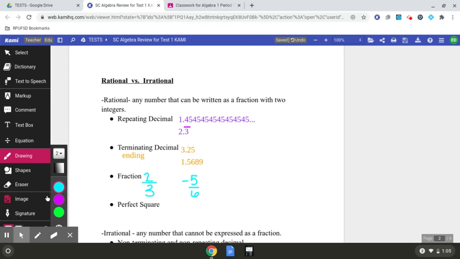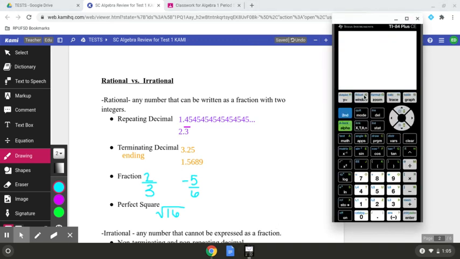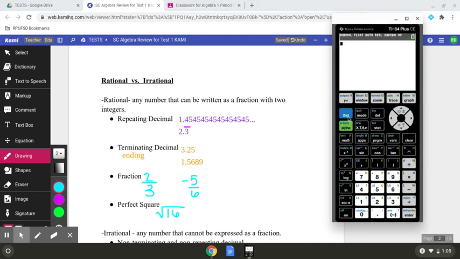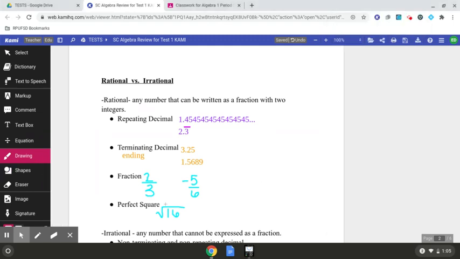And the last thing here is something called a perfect square. So a perfect square means that if I took the square root of a specific number, if I was to put that in my calculator, I would do second x squared and type in 16, and you'll notice that you get a nice whole number of 4. So that's called a perfect square because it just means that 4 times 4 gives us 16, which means that it's a nice number that can be written as a fraction.